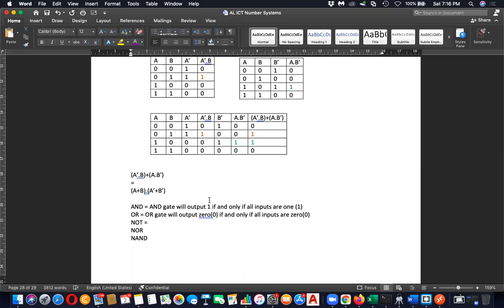NOT gate: if the input is 1, the output is 0. Not gate will invert. That means if it is 0 it becomes 1, and the other way around, if it is 1 it becomes 0. It flips the other way. That is the NOT gate.